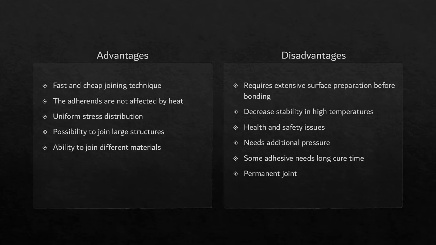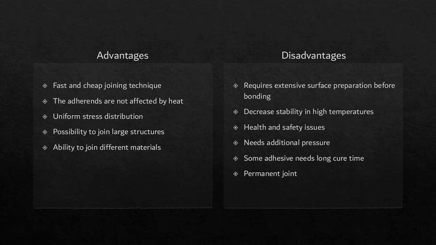And the next is the disadvantages of using adhesive bonding compared to other joining methods. The first one is that it requires extensive surface preparation before bonding. For example, we need to make sure that the surface is dry enough to have a good finish. The second one is decreased stability at high temperatures. The third one is health and safety issues. Due to the basis of the adhesive or chemical compounds, it is necessary to define the actions needed to prevent human exposure to these products during application.